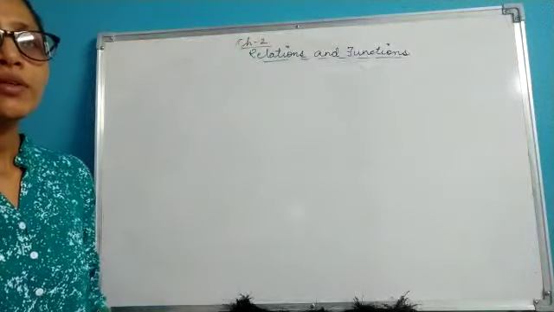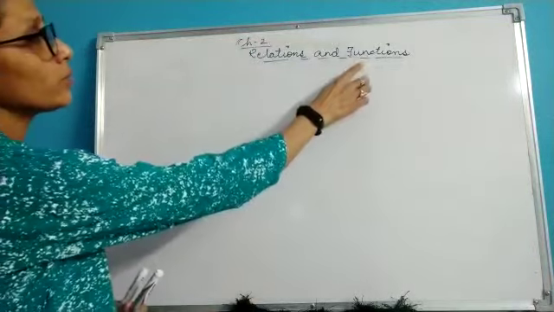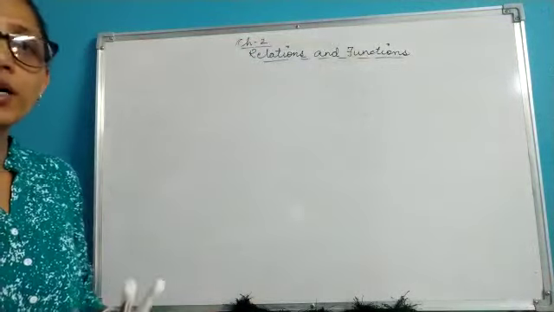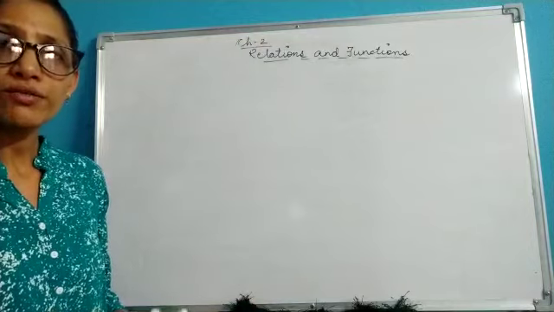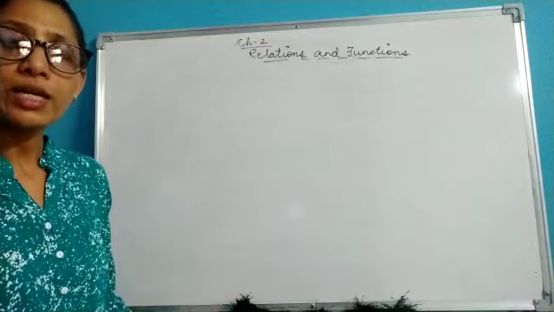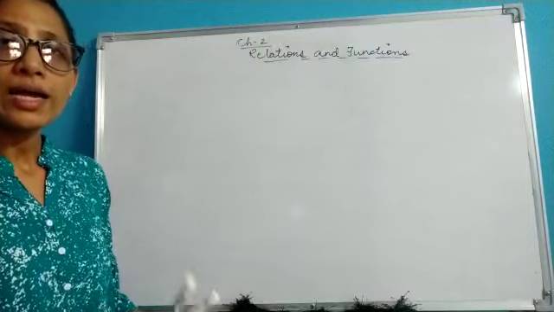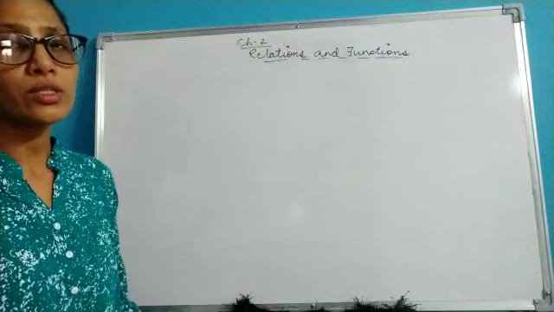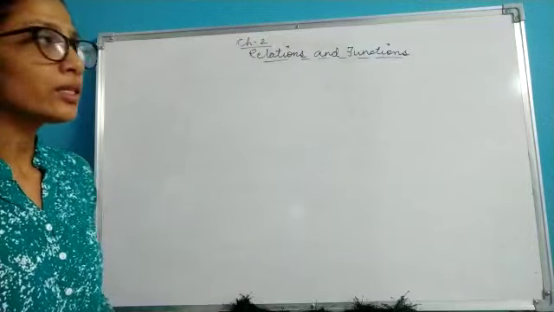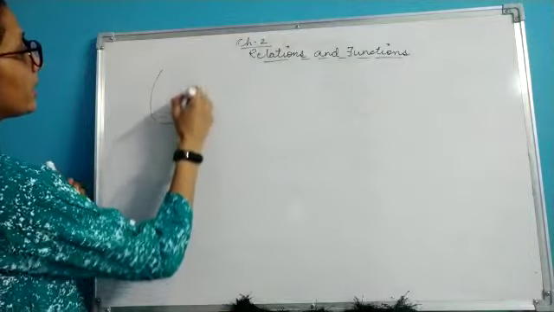Children, today we are going to discuss the word functions. A relation is said to be a function if every element of A has a unique image in set B. Let's see with an example.